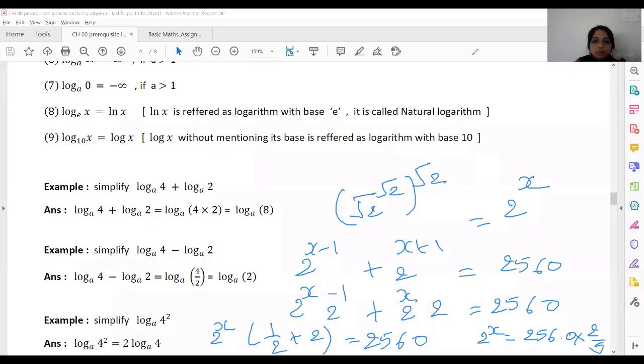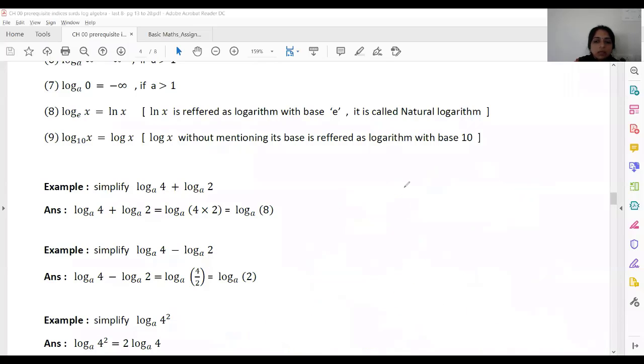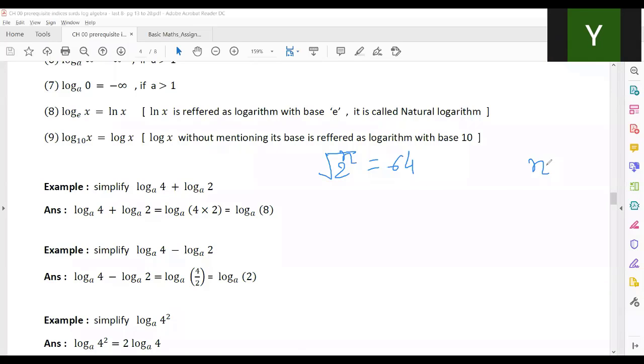Now, square root of 2 raised to n is equal to 64. What is n? It's 12. See, here 2 raised to 7.